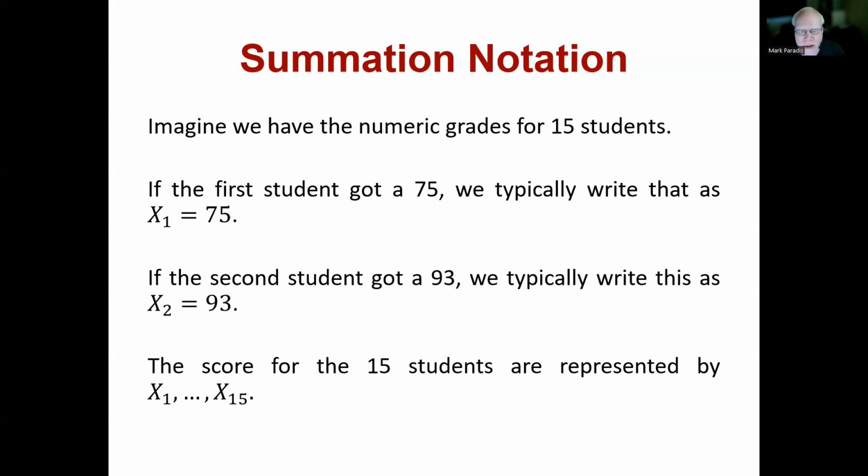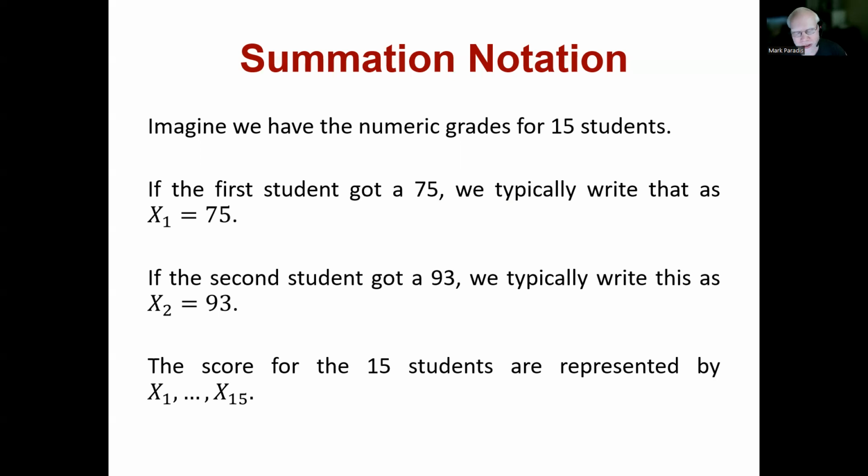And so we would say X sub 1 is equal to 75, or X1 is equal to 75. The second student got a 93, we would write this as X subscript 2, or X2 is equal to 93. And the scores for the 15 students are represented by X1 through X15. 15 students, so X1, X2, X3, X4, X5, through X15, so the last one being the 15th student.